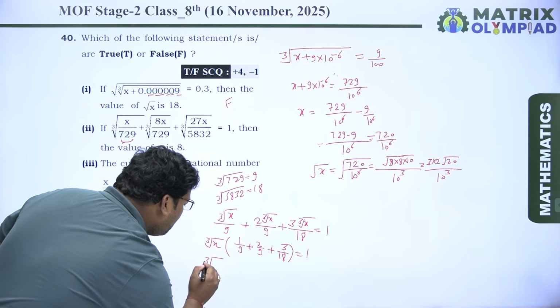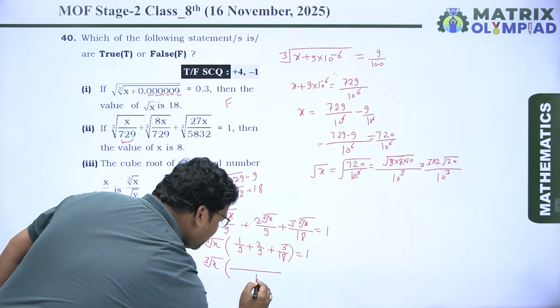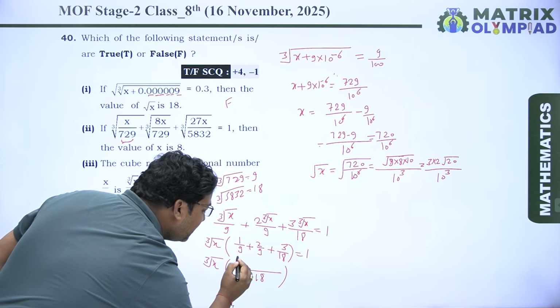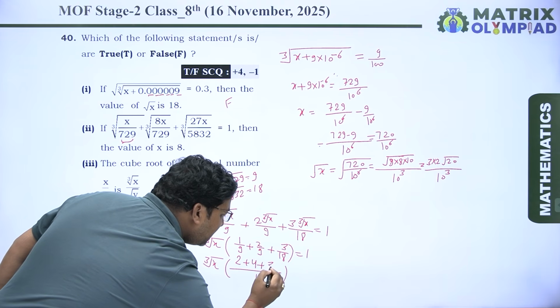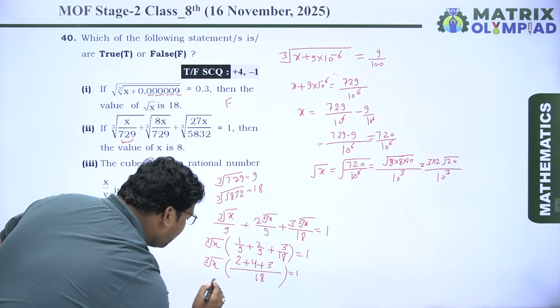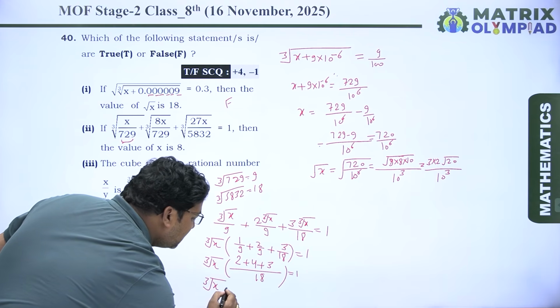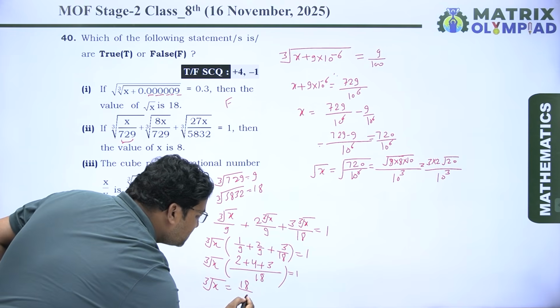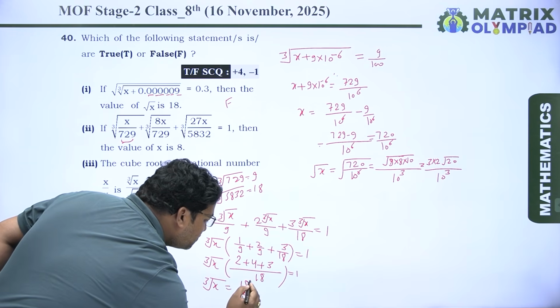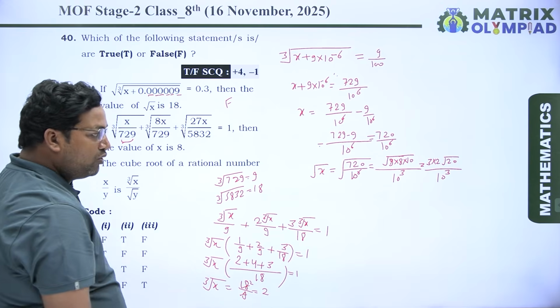So it is cube root of x, the LCM is 18. So this is 2 plus 4 plus 3 upon 18 is equal to 1. So from here we will get cube root of x is equal to 18 upon 4 plus 3, 7, 7 plus 2, 9. So it is 18 upon 9. So cube root of x is equal to 2.